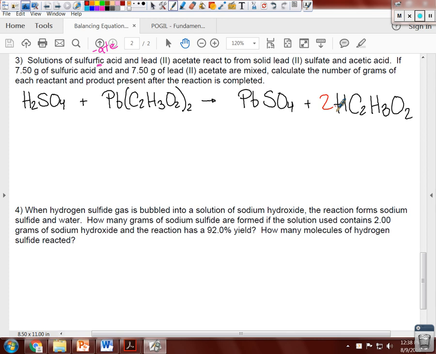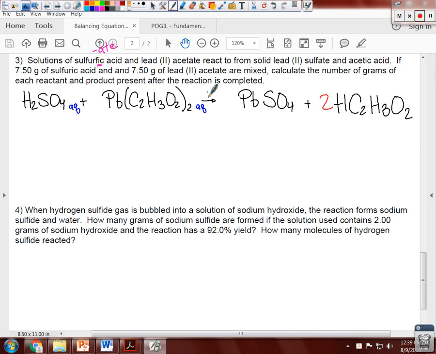Now, this is something that I didn't really do a whole lot last year, but I want to go ahead and jump into this part of it. It said solutions of sulfuric acid and lead 2 acetate. So if we were to do this correctly, what would we write behind both of the 2 reactants? AQ. So that is AQ, and that is AQ.